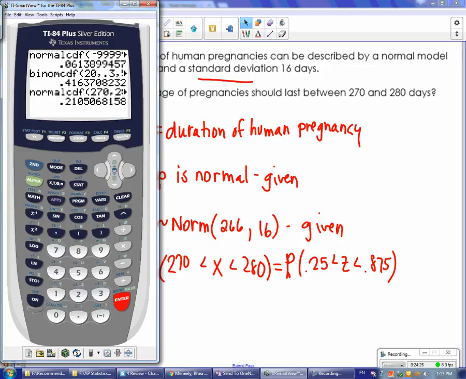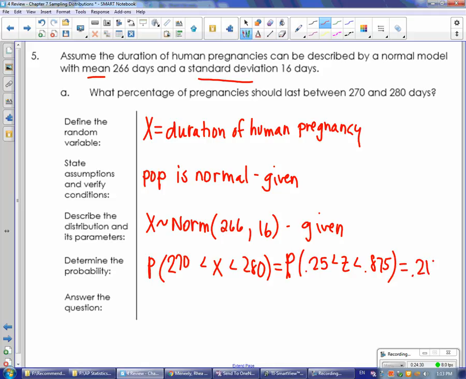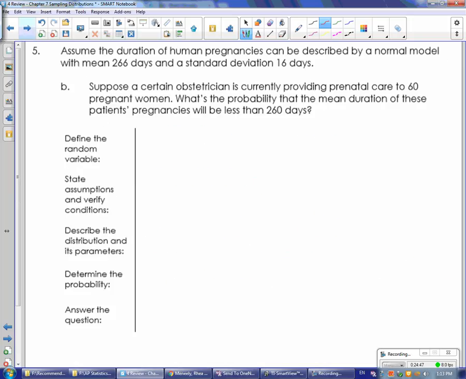That tells me about 21.05% of pregnancies last between 270 and 280 days. And that's basically how I'd answer the question. So about 21% of all pregnancies will last between 270 and 280 days. Part B is asking something a little bit different.